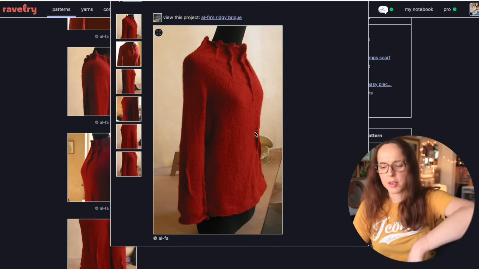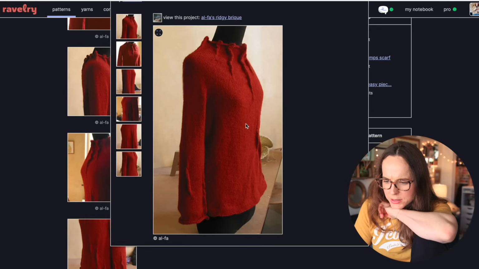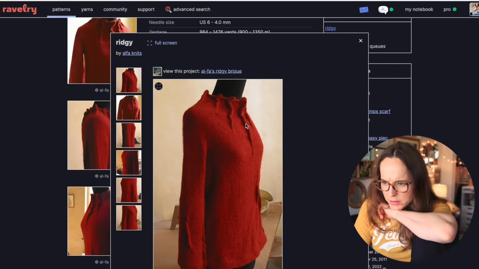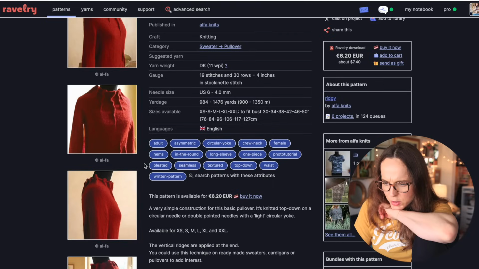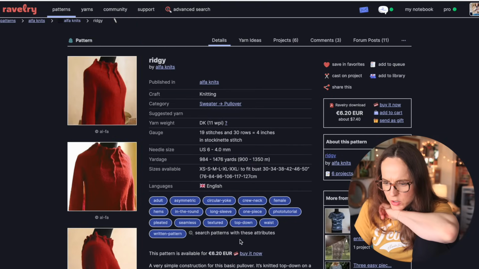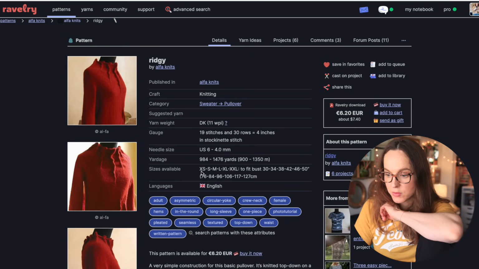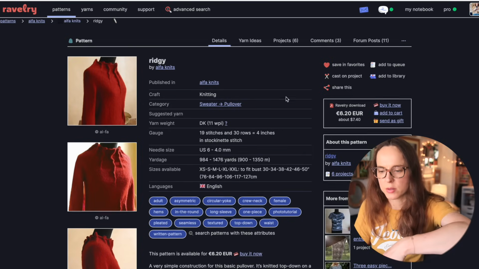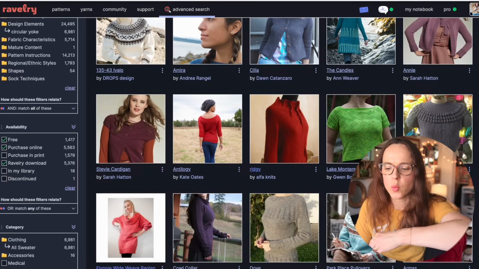That could make for a really interesting Halloween costume in some way. Huh, okay. So that is a circular yoke. It's a $6, €6.20 pattern, and it comes in lots of different sizes, from extra small to double XL, standard size range. Okay, let's do one more.